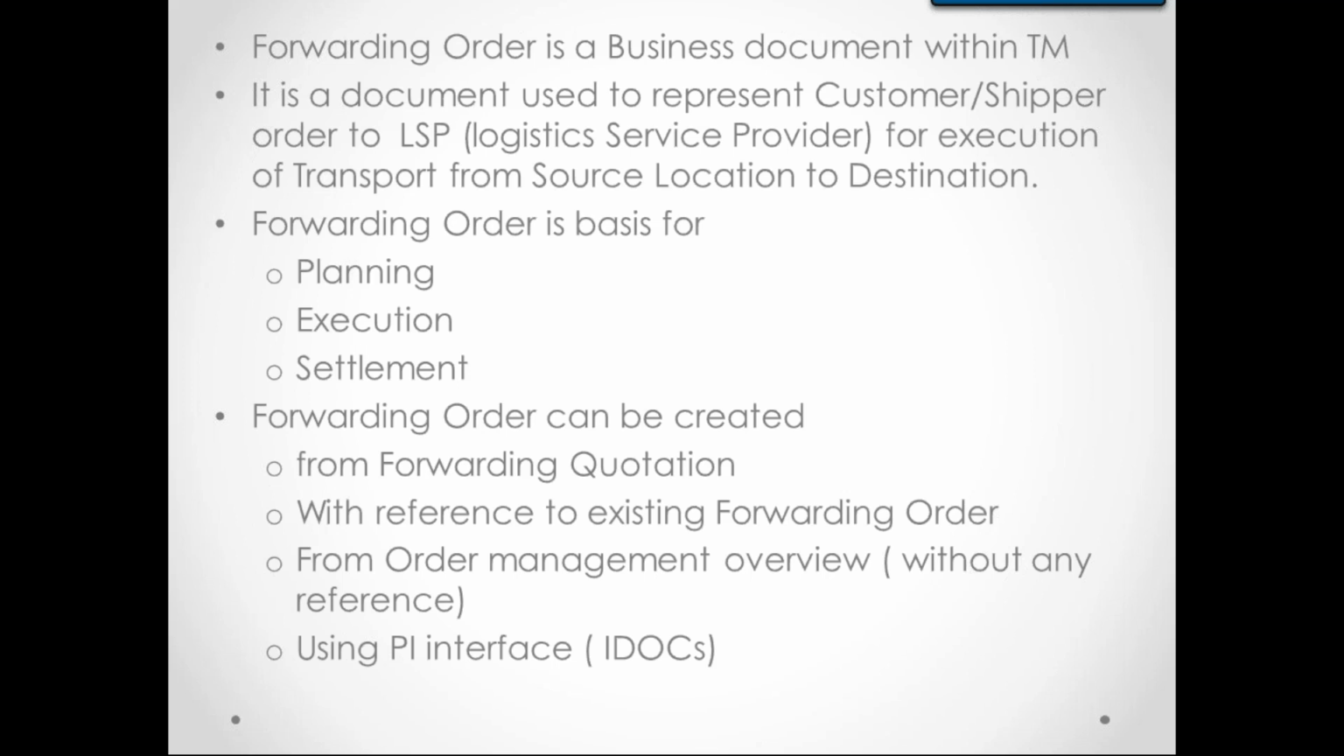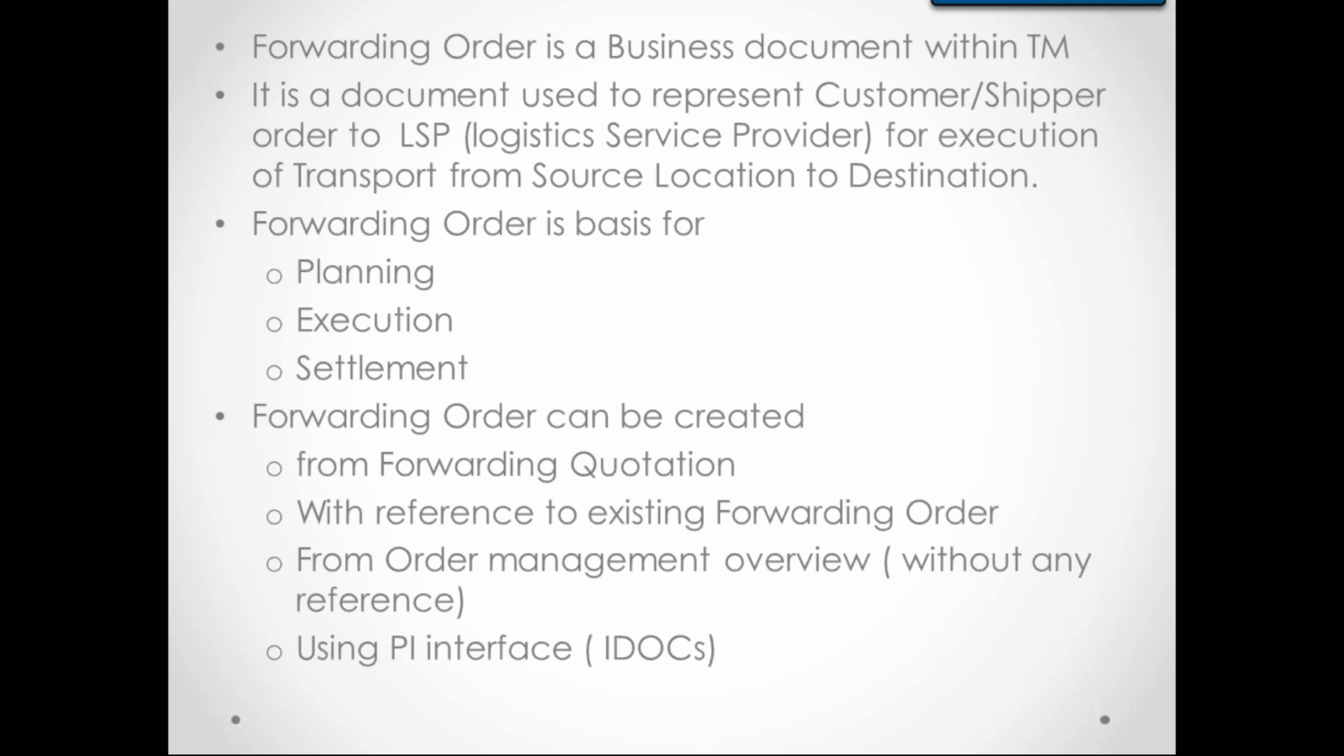Okay, so the forwarding order is a basis for your planning, execution, and settlement. And a forwarding order can be created from the forwarding quotation, or with reference to an existing forwarding order, or it can be used as a template, or from order management. Yeah, okay. See, the second option, with reference, is just like I'm copying from an existing forwarding order. Am I right?